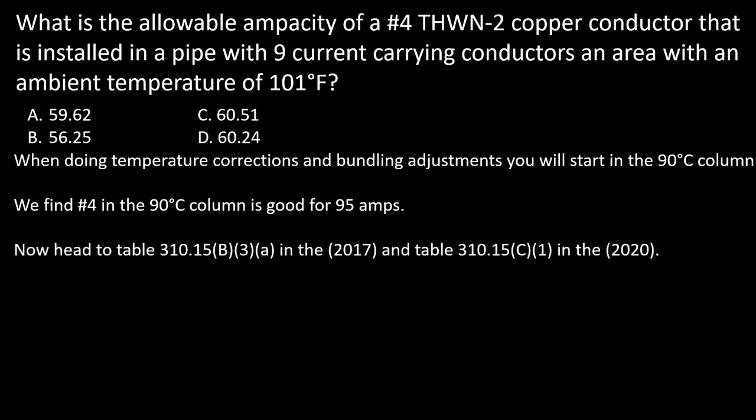Now we're going to figure out our bundling adjustment. For 9 current carrying conductors, it is going to be 0.70.